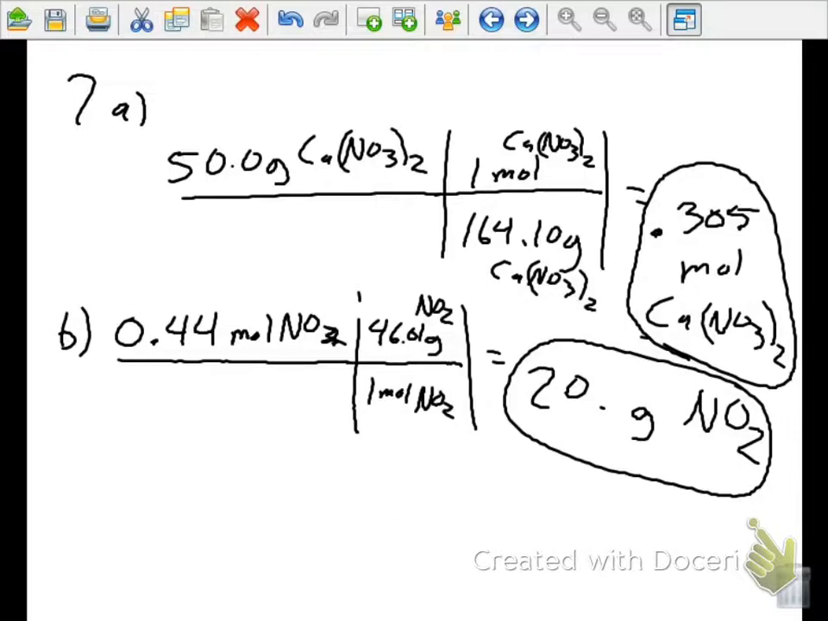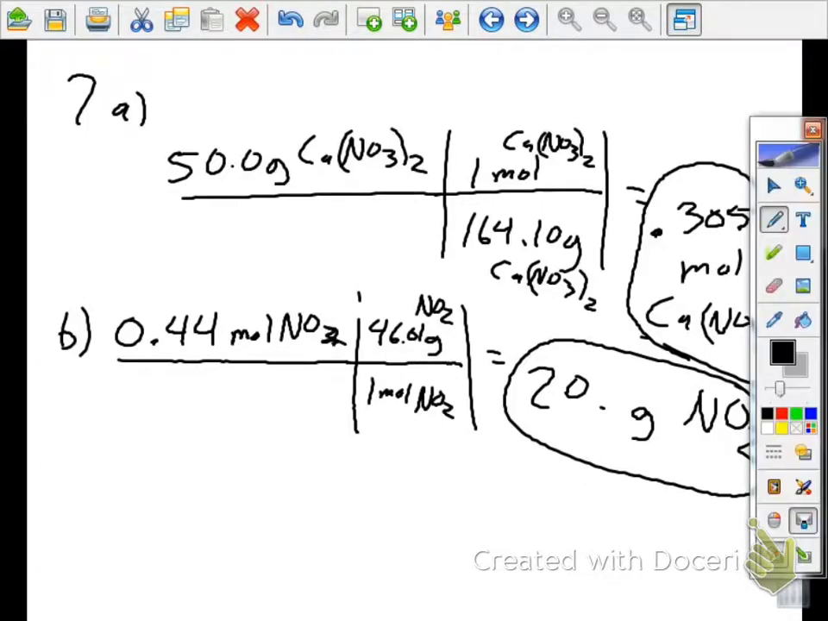So 0.44 moles of NO2. You're going to change that into grams. Those would be your answers for 7A and B. Okay, folks, this is for a discussion I'm going to send out to every group. I've already done the first 5. So don't ask questions on this. You'll hear this again if you do access it.